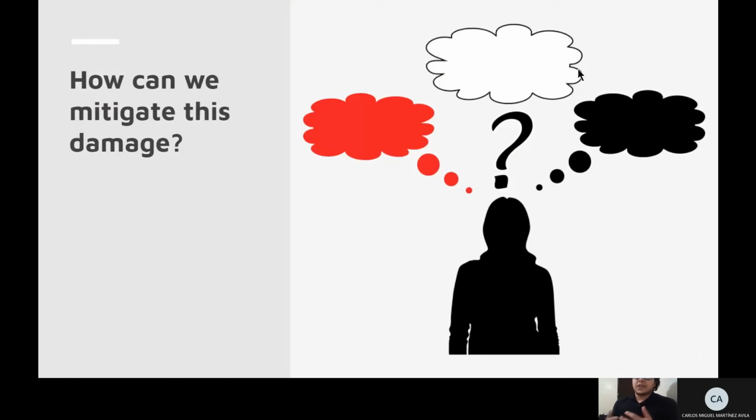We know that the anthropogenic activities that cause this damage are fundamental to our daily lives today. So if we cannot eliminate them, how can we mitigate them? Next, please.